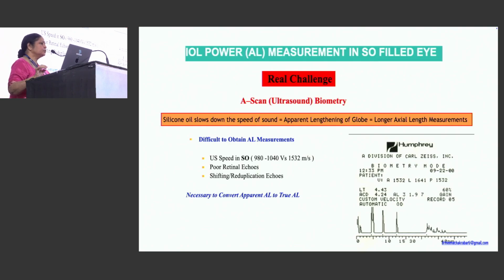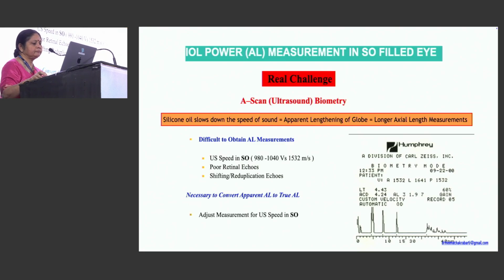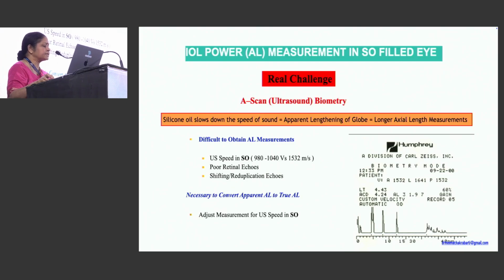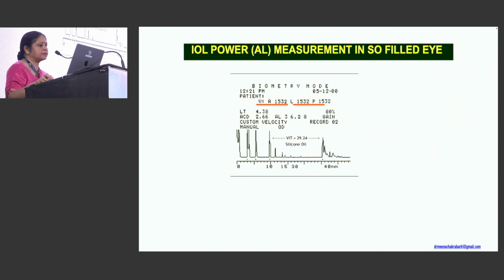Then again, when you're doing the scan, you see that the retinal echoes, which are supposed to be very highly reflective, become shorter echoes. There are poor retinal echoes. And if you're dealing with an eye which has emulsified silicone oil, there are multiple reduplication echoes in the baseline. All this makes correct calculation of the axial length quite difficult. So in this situation, it is necessary to convert the apparent axial length into the true axial length, making adjustments for the ultrasound speed in silicone oil.